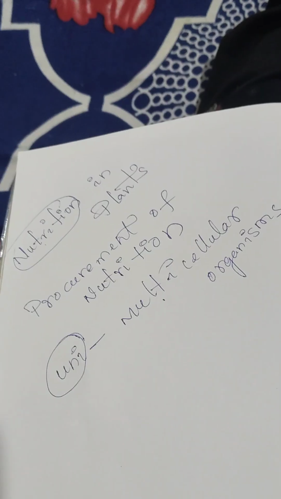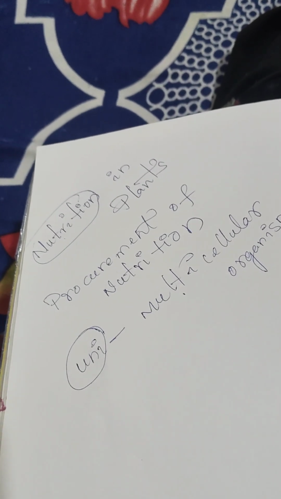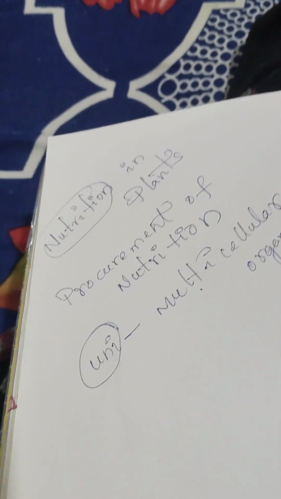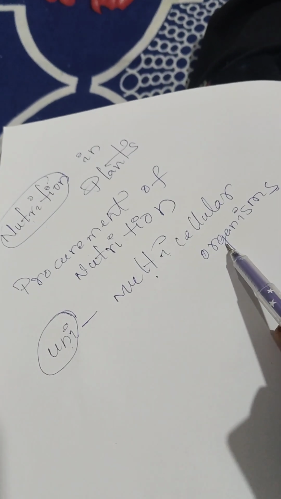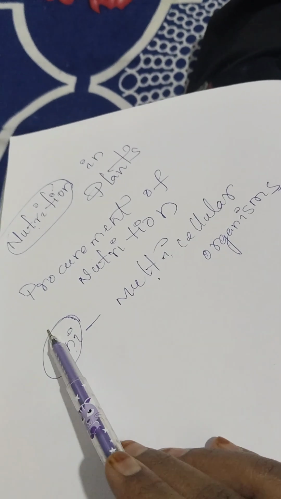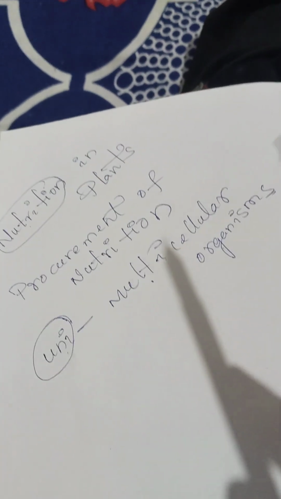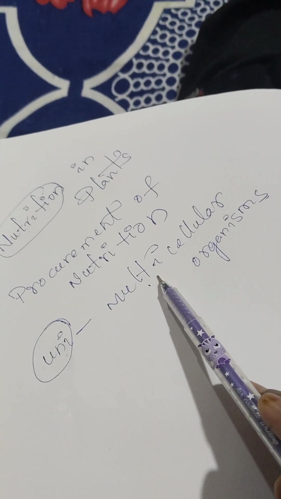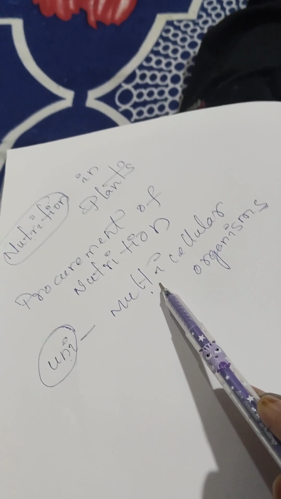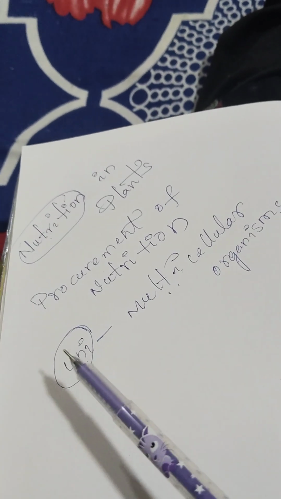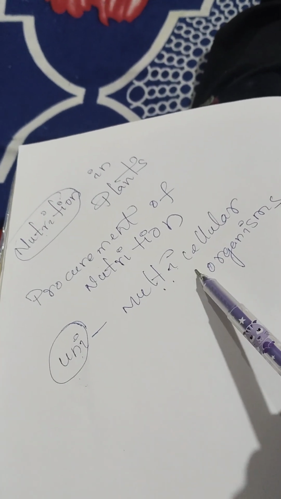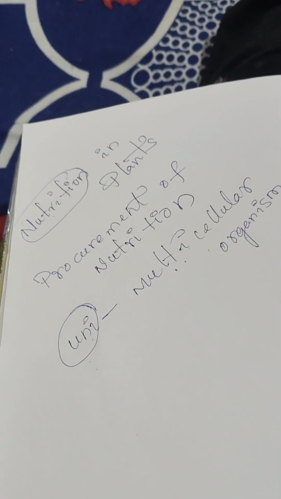So, food is needed by all living organisms for proper functioning and growth. Each and every organism, from unicellular to multicellular organisms, needs a wide variety of food. Uni means single-celled organisms, multicellular means which has many cells. Uni means single cell, for example amoeba, paramecium. Multicellular means human beings, animals.